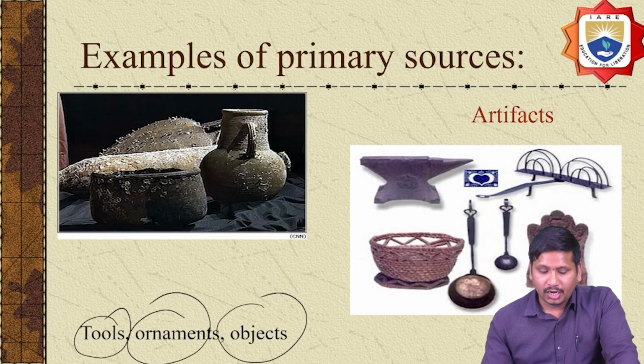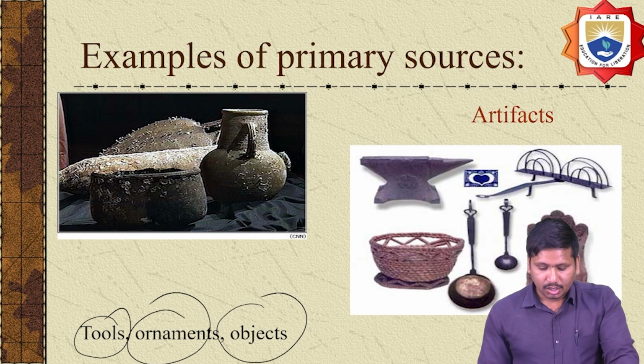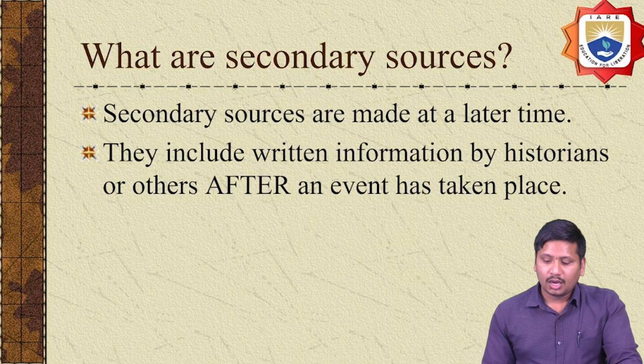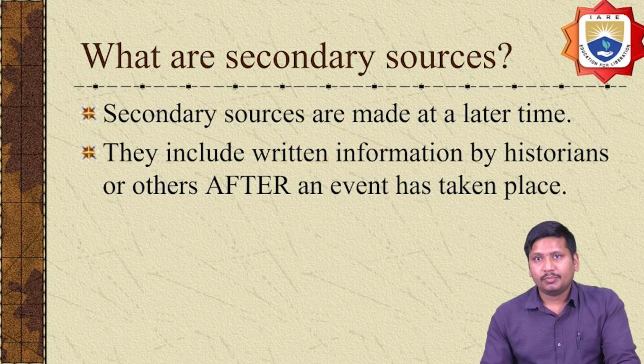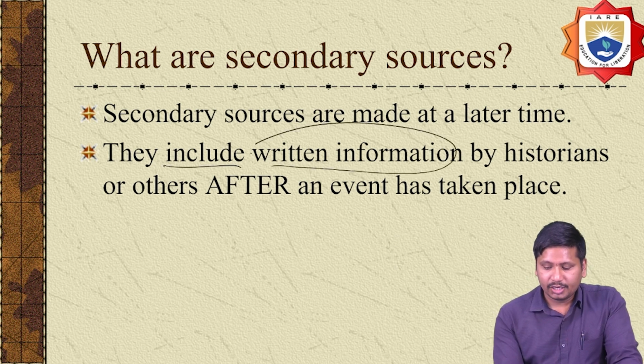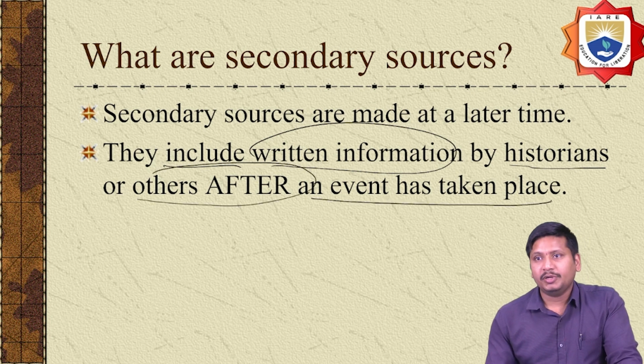And then artifacts like historical tools, ornaments, and objects will also be examples of primary sources. And then what are secondary sources now? Secondary sources are nothing but sources made at a later time, and they can include only the written information by historians or others after an event has taken place.